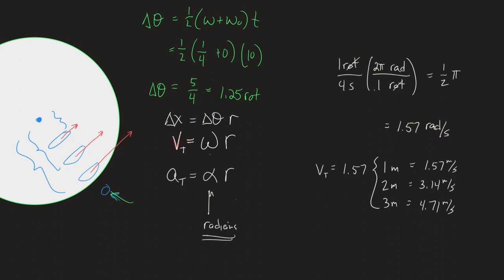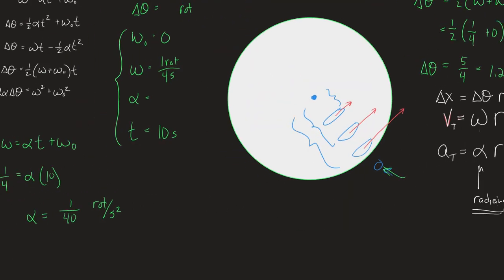So if you want to find this person's tangential acceleration, you have a lot of ways you could do it. Like, you know, they go from 0 to 4.71 meters per second in 10 seconds. You could just use that. Or you have their angular speed in rotations per second squared. You could convert that to radians per second squared and then find out their tangential acceleration that way. You can do it either way you want.